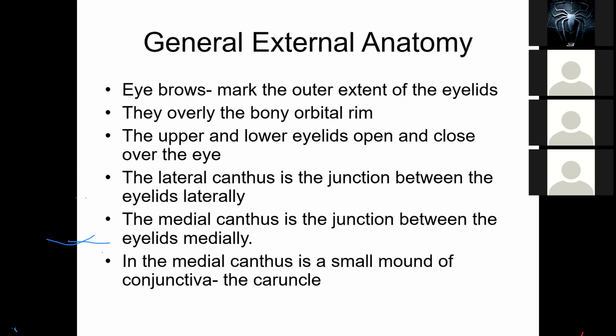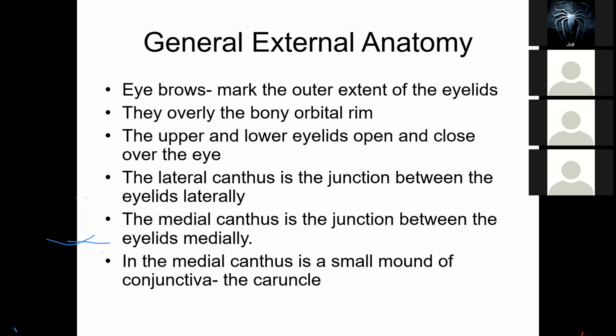Okay, so start from the general external anatomy. So starting from the eyebrows, it marks the outer extent of the eyelids, all right? And they overlie the bony orbital rim. So when you pass your hand over your eyebrow and you palpate, you realize that it just marks the brim of what you call the orbit.